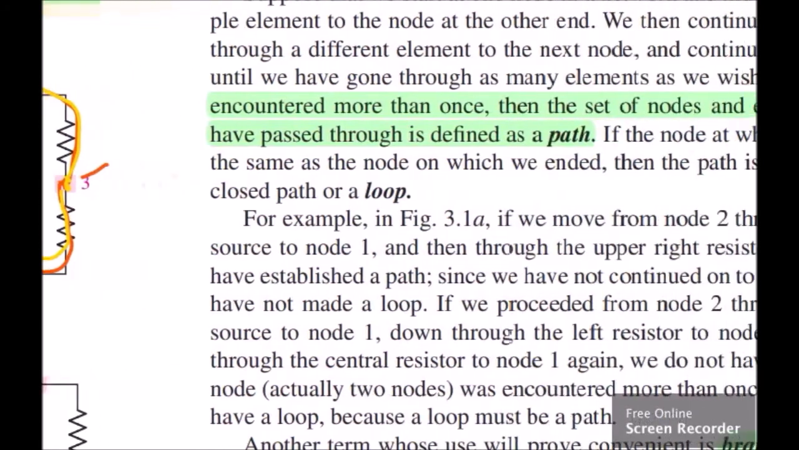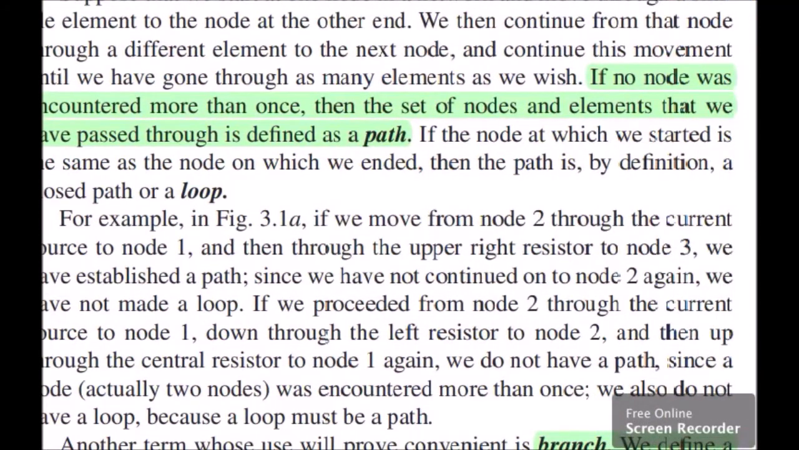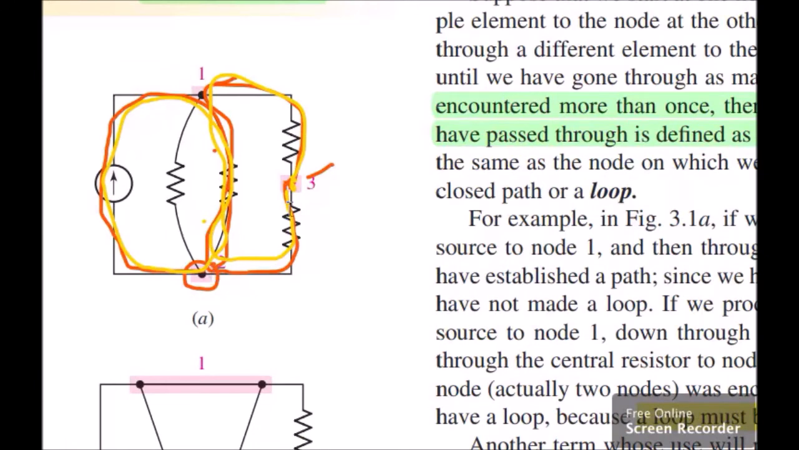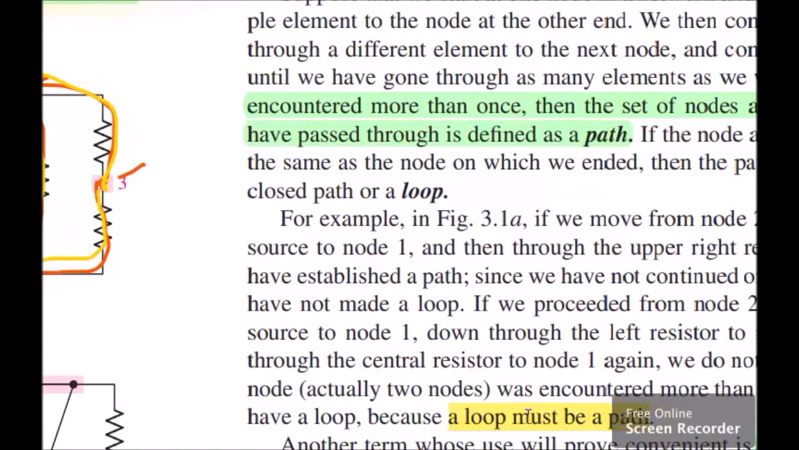Because, class, don't forget that a loop must be a path. Okay? A loop must be a path. So our loop needs to be a path too. And in this case, once it passes here, this is not a path anymore. Although it went back to where it came from, it is still not a path because there is a node that has been encountered more than once. So that is not included as a loop. Please don't forget that the loop must be a path.